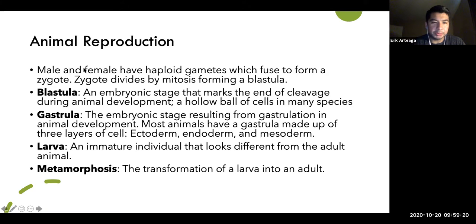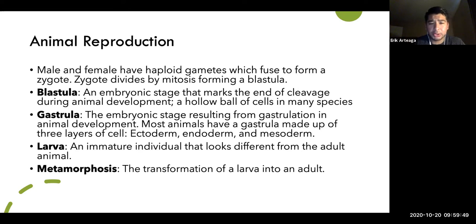animal reproduction. So male and female have haploid gametes, right? You get one chromosome from mom, one chromosome from dad, and those make those homologous pairs, right? And they fuse together to form a zygote. The zygote divides by mitosis, forming a blastula. Okay, so a blastula is an embryonic stage that marks the end of cleavage during animal development. A hollow ball of cells in many species, right?